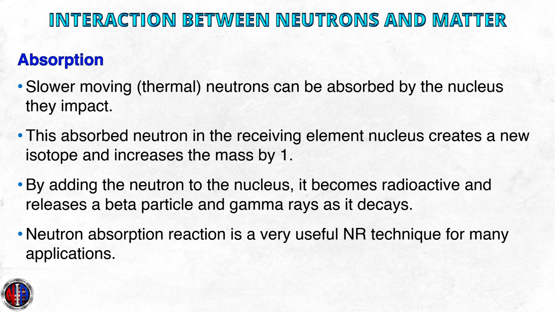Absorption. Slower-moving neutrons can be absorbed by the nucleus they impact. This absorbed neutron in the receiving element nucleus creates a new isotope and increases the mass by 1. As an example, if a cobalt-59 nucleus absorbs a neutron, it becomes cobalt-60. By adding the neutron to the nucleus, it becomes radioactive and releases a beta particle and gamma ray as it decays. Neutron absorption reaction is very useful in neutron radiography techniques for many applications.